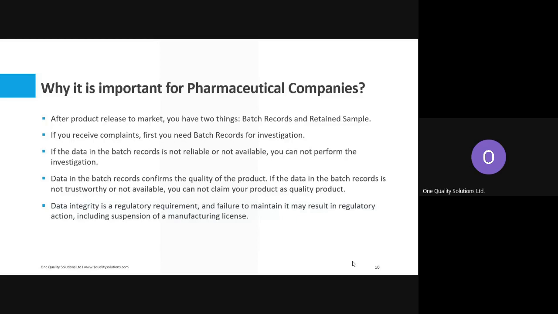Data in the batch records confirms the quality of the batch. Again, if the data in the batch record is not trustworthy or not available, you cannot claim your product is a quality product. Data integrity is also, and this is the important point, a regulatory requirement, and failure to maintain it may result in regulatory action, including suspension of a manufacturing license.